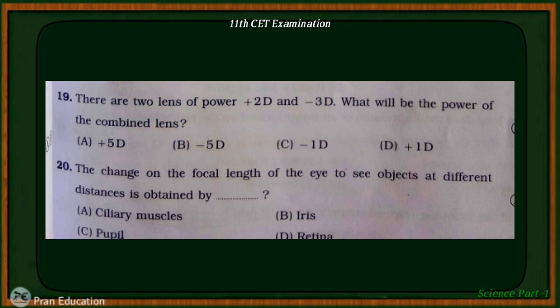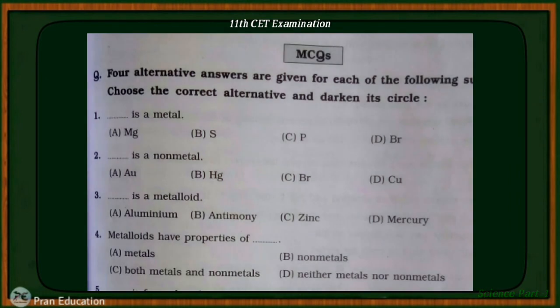Minus 1D. 20. The change of the focal length of the eyes to see objects at different distances is obtained by dash. Options: A. Ciliary muscle. B. Iris. C. Pupil. And D. Retina. Correct option is option A. Ciliary muscles.